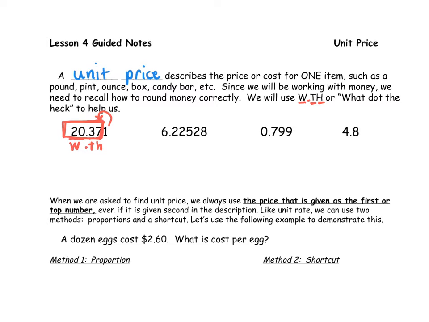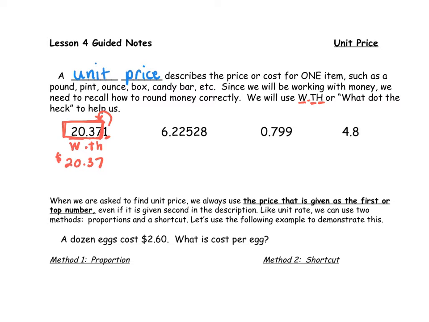So our two choices are $20.37 or $20.38. If this bossy number here is 4 or less, we give it a rest. If this bossy number is 5 or more, we raise the score. So since 1 is less than 4, we're going to give it a rest. So in money, this would be $20.37.